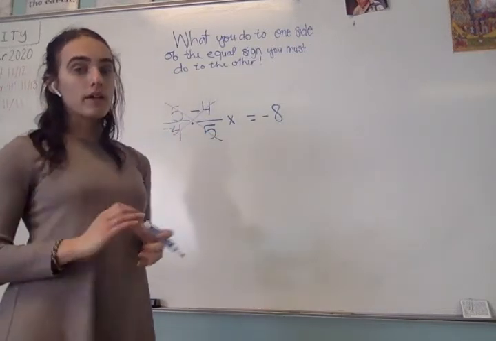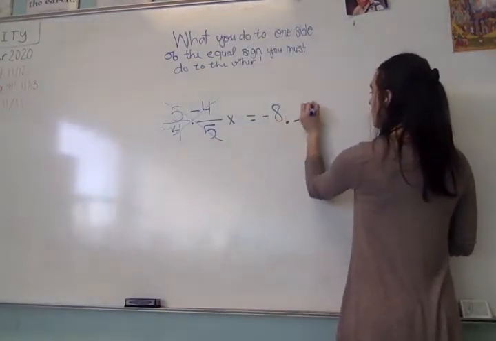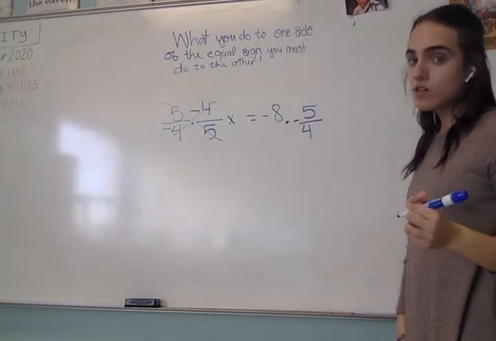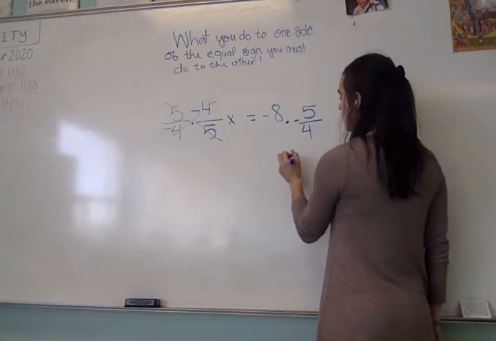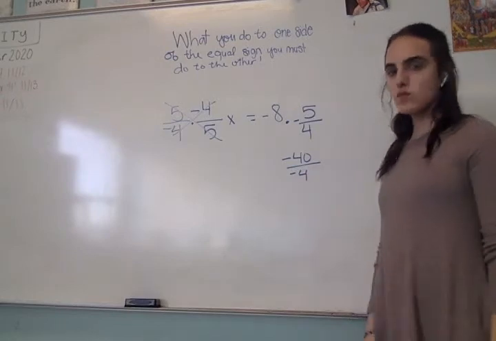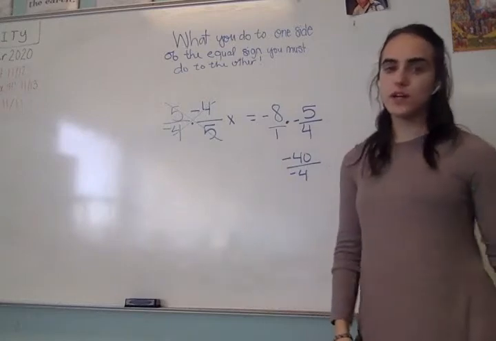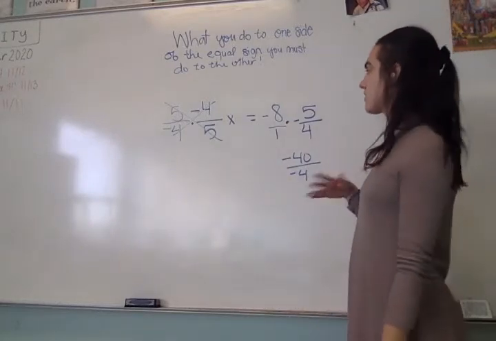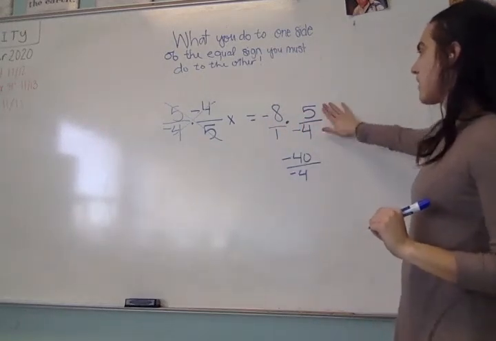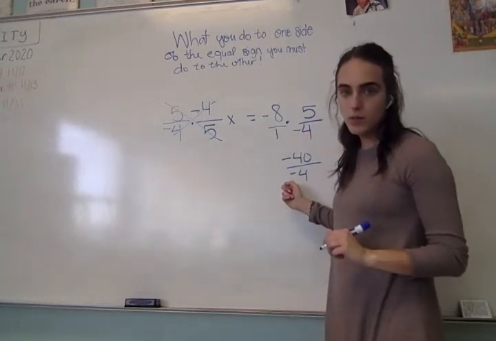But remember, what you do to one side of the equation, you have to do to the other. So then we also have to multiply this side by a negative 5 over 4. So we get negative 40 over a negative 4, right? Because 8 times 5, we just multiply straight across. You can put your 1 under the 8. Negative 8 times 5 is negative 40. 1 times a negative 4 is negative 4.